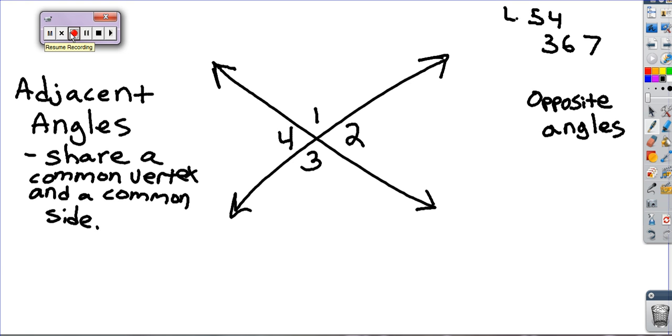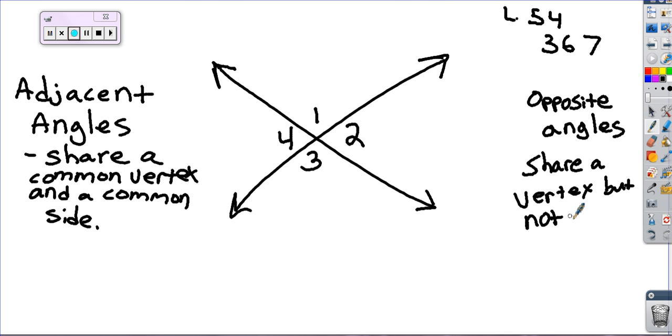So opposite angles share a vertex but not a side. And then we'll label which ones are which. So they share a vertex, but they do not share a side. All right. So far, so good.